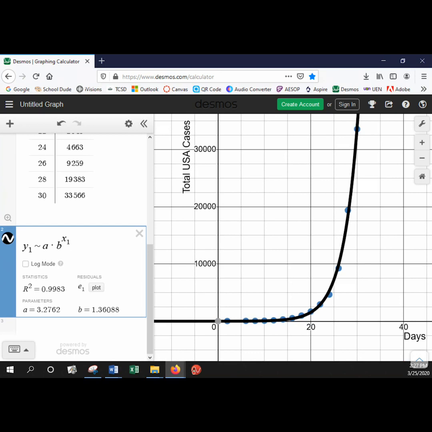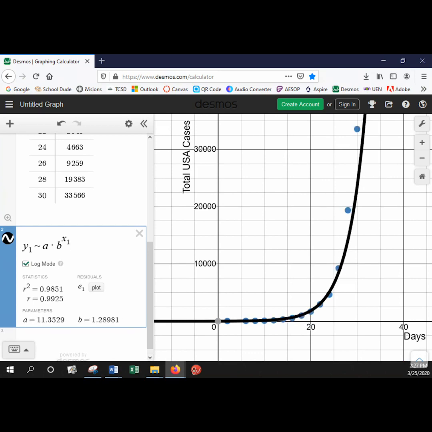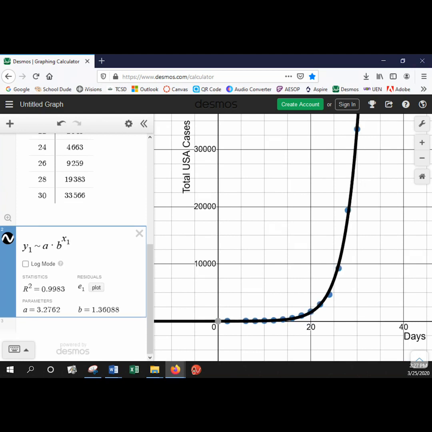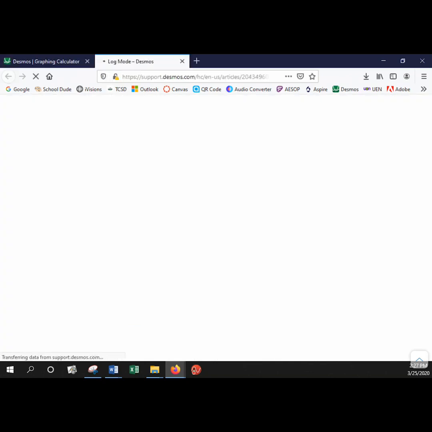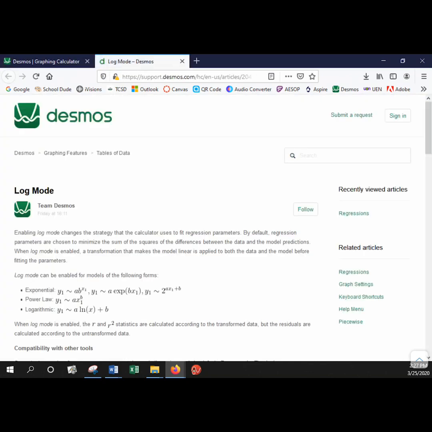That's a pretty cool, I don't know what log mode does. Interesting. I don't know what that is. Let's see what the question mark says. Log mode: changes the strategy of the calculator to do that. Cool. How about that? So that's interesting.